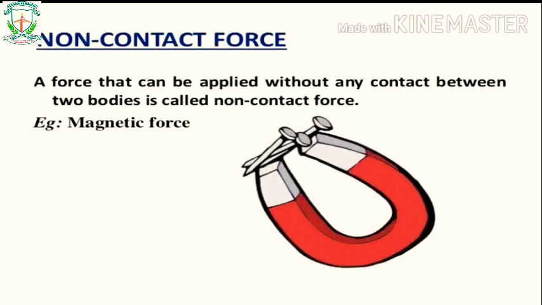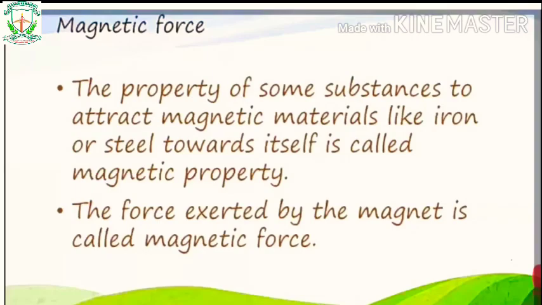A magnet can exert a force on a nail without being in contact with it. The force exerted by a magnet is an example of non-contact force. The force exerted by the magnet is called magnetic force. The property of some substances to attract magnetic materials like iron or steel towards itself is called magnetic property.